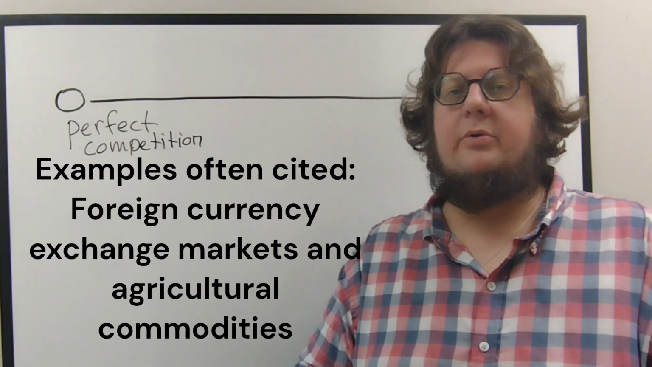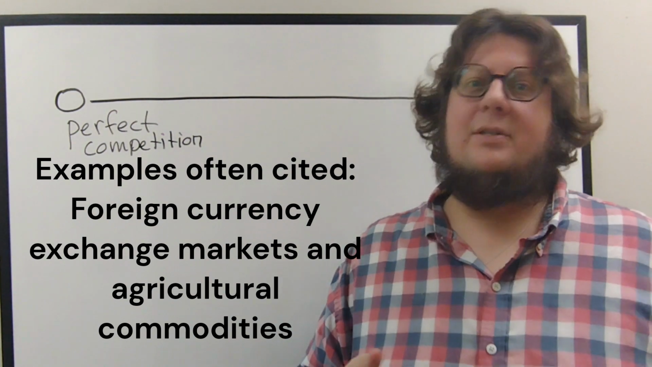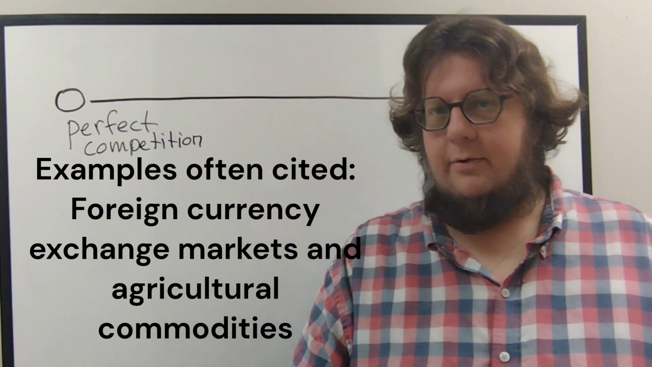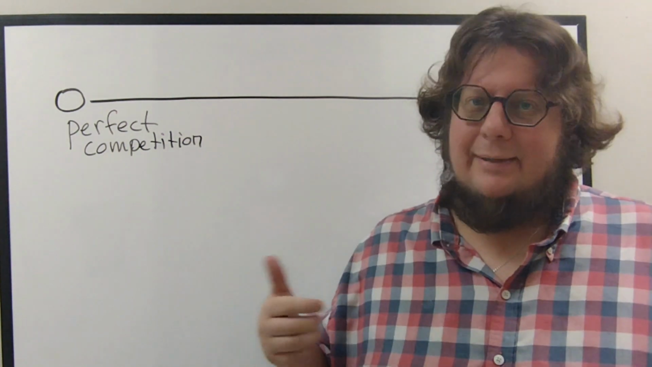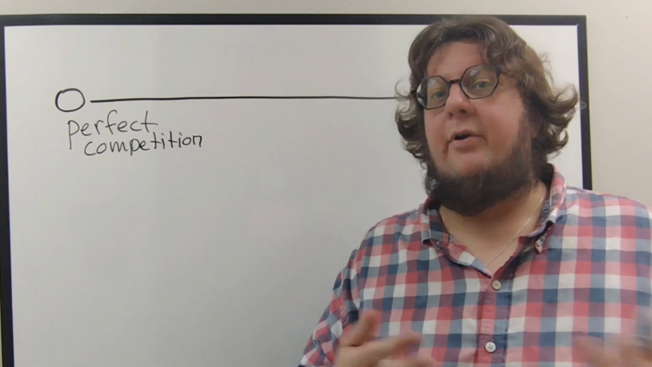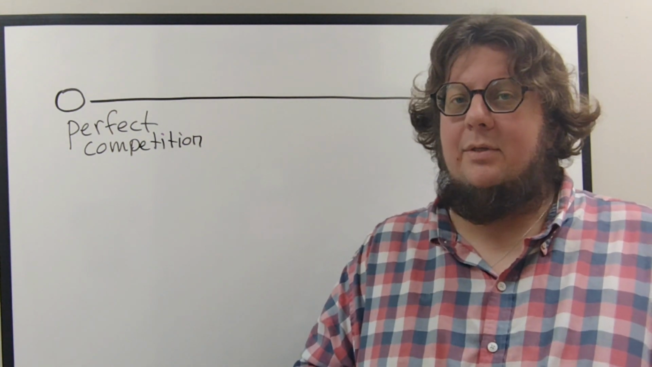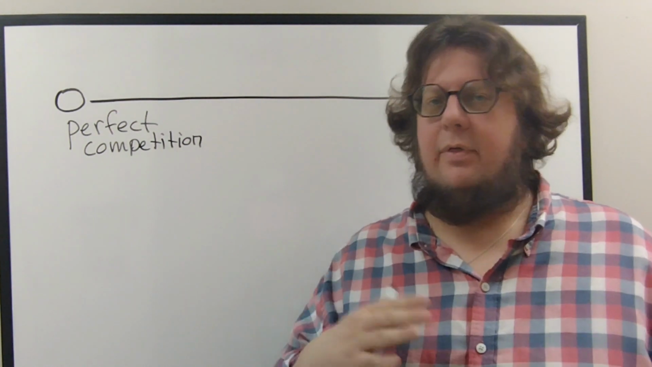There are things that approach it though. Perfectly competitive environments assume a lot of things that are hard to actually happen in real life. For example, we assume buyers and sellers are unlimited. There's always a limit somewhere. We also assume that buyers and sellers all have perfect information, which rarely happens. We also assume easy entry and exit with no barriers.